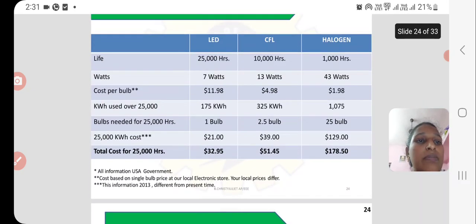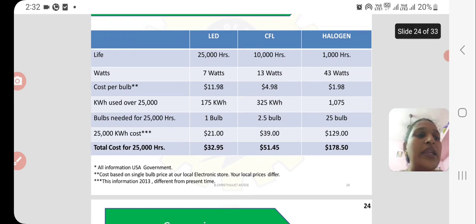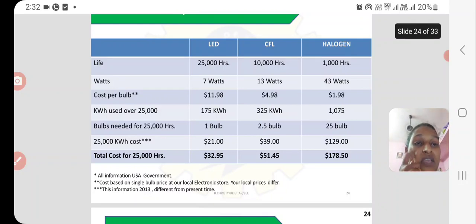Let's have a short comparison of the LEDs with the other types of lights. The life of an LED is much higher than CFL and halogen lights, and that is why LEDs are most preferred nowadays. The watts consumed by an LED is very less, which means that it is highly power saving equipment, and that is why it replaces the traditional lamps. But the cost is slightly high, but that can be compensated by the power saving.